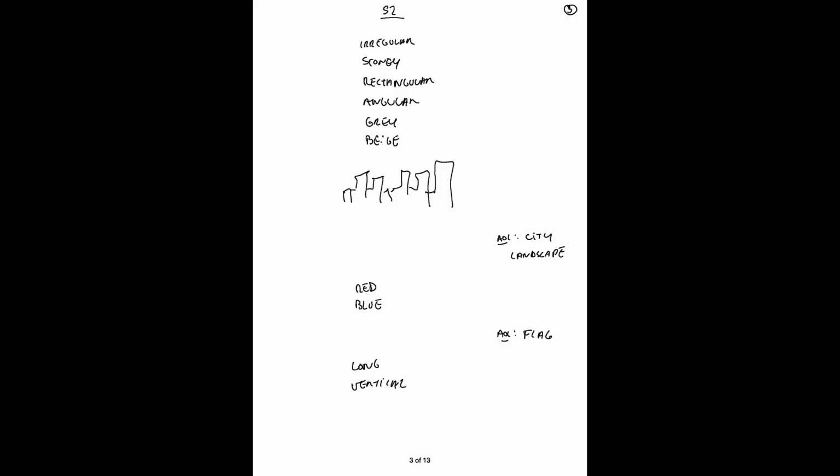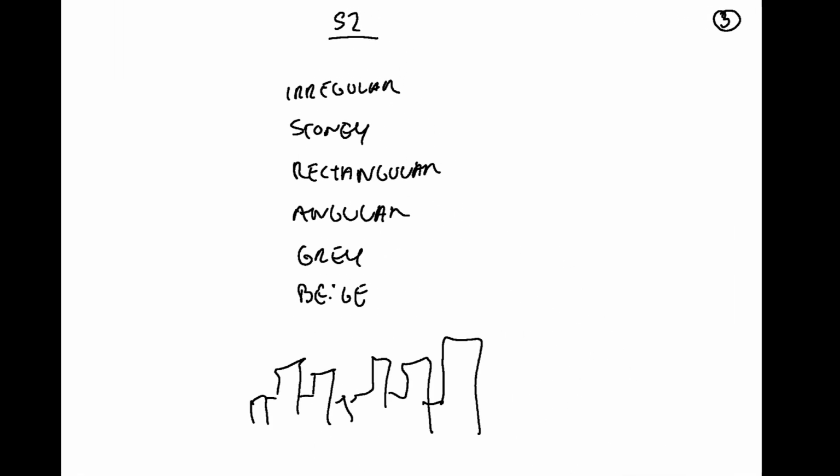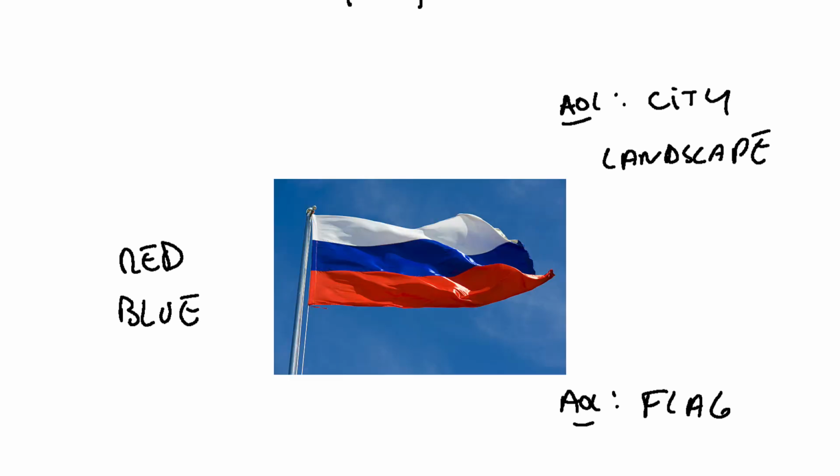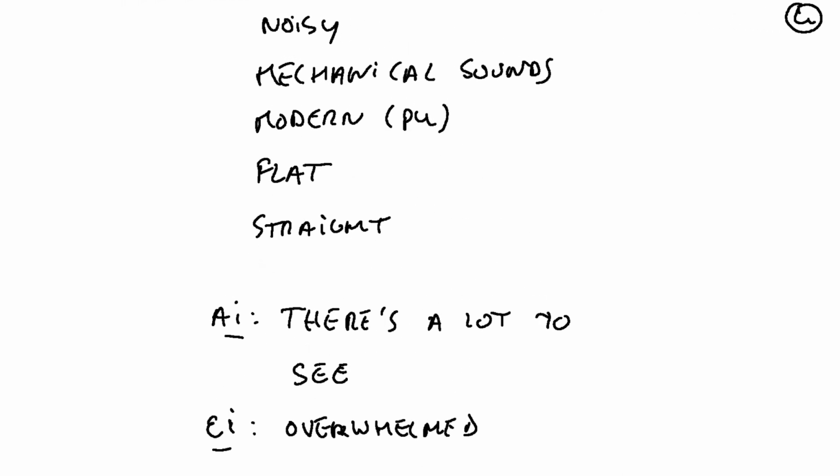Let's dive into my phase 2. I get irregular, stony, rectangular, angular, grey, beige and sketch what looks like a city landscape which I categorize as an AOL. I then get red, blue and get an AOL of a flag. This could be a perception of the Russian flag. I then get long, vertical, noisy, mechanical sounds, modern, intangible to be explored in phase 4, flat and straight. I get my major AI and proceed to phase 3.